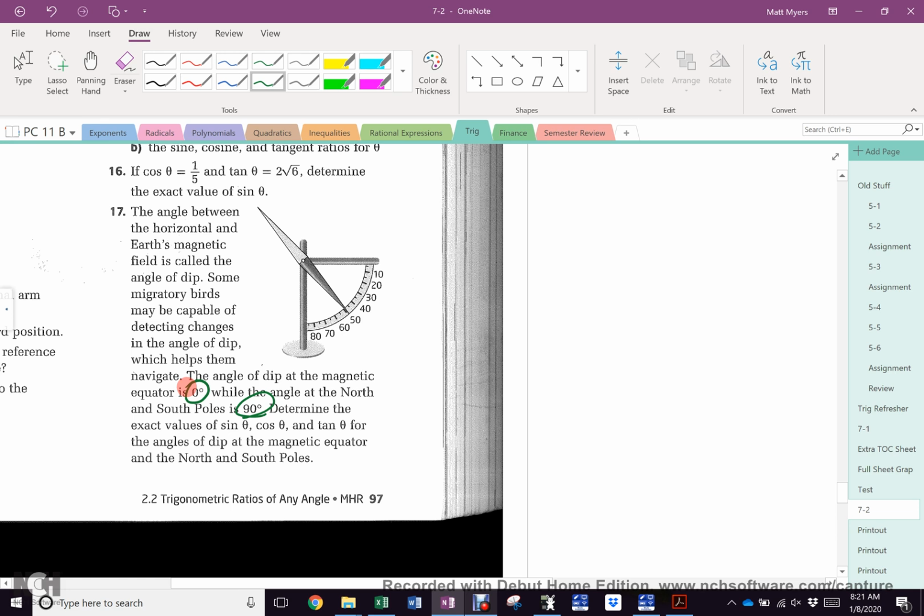We've already done that. It's in our notes, right? What's the sine of 90? 1. What's cos of 90? Undefined. We've already done those in our notes. It's just a bunch of gobbledygook, right? That's all a word problem is.